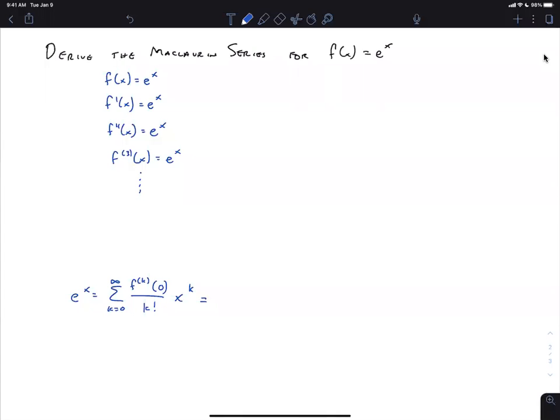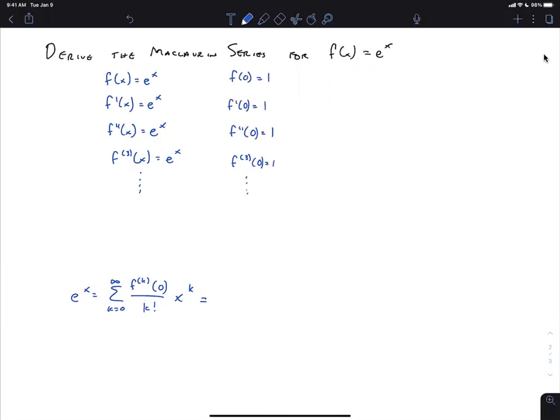You then plug in the center. e to the 0 is 1, so all of these are 1. So second derivative, first derivative, second derivative, e to the 0, 1. Third derivative, e to the 0 is 1. And so that continues, and so there's an easy pattern.